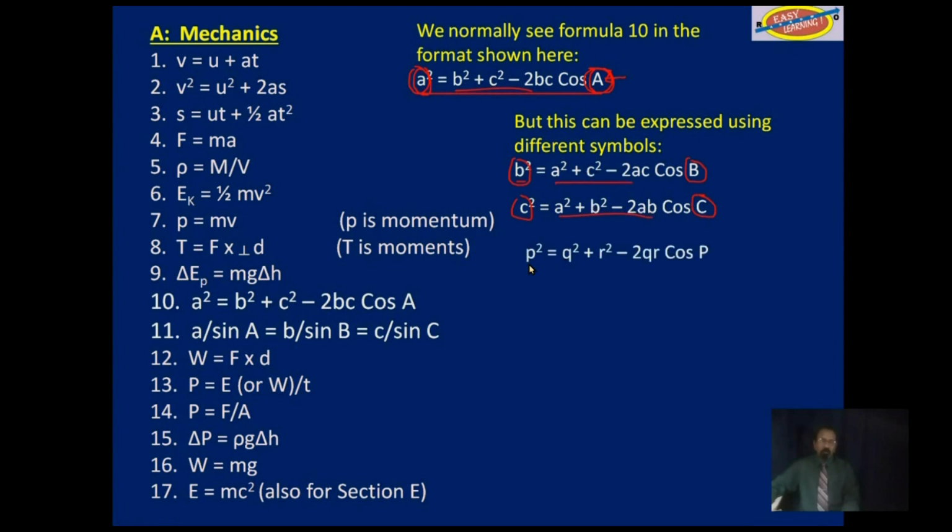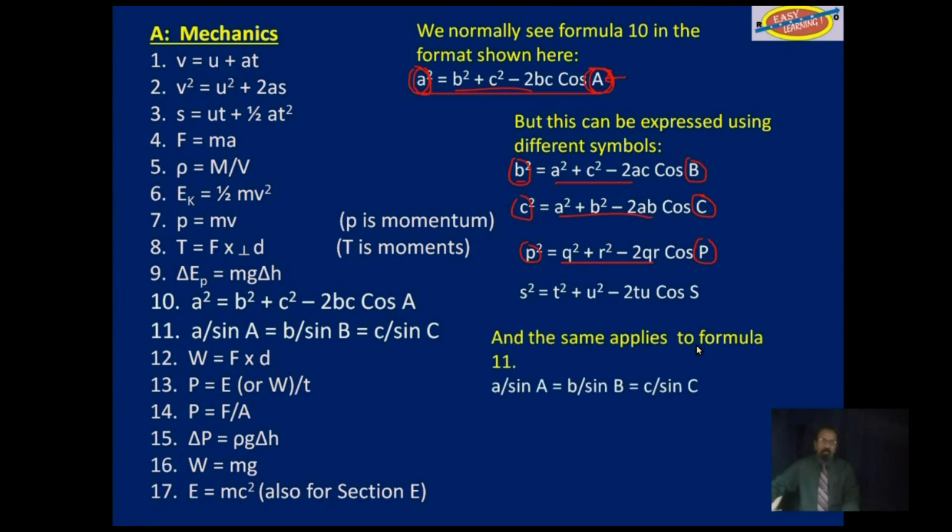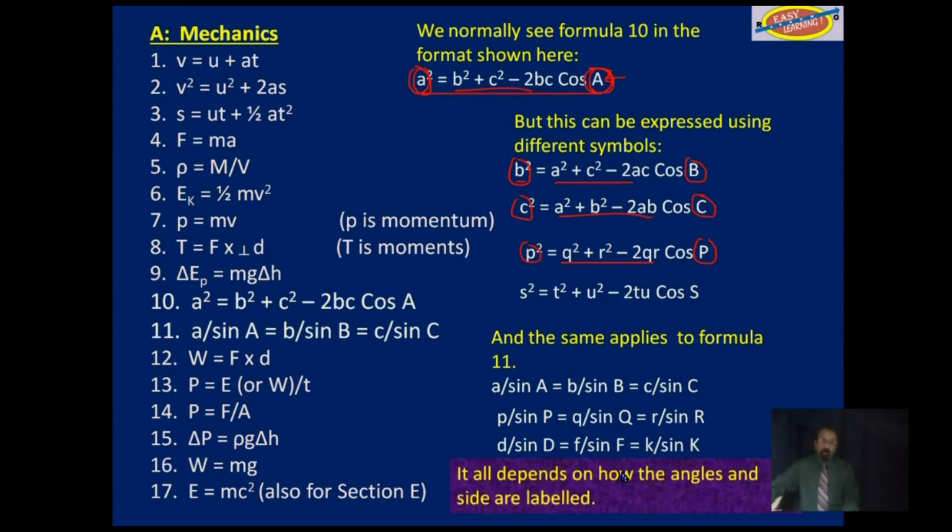Begin with the P here, you end up with an angle P here, and if the other two sides are Q and R, and so on. And the same thing applies for the sine rule. We know A over sine A is equal to B over sine B, which is equal to C over sine C. You could as well say P over sine P is equal to Q over sine Q, which is equal to R over sine R, or D over sine D is equal to F over sine F, which is equal to K over sine K. It all depends on how the angles and the sides are labeled.